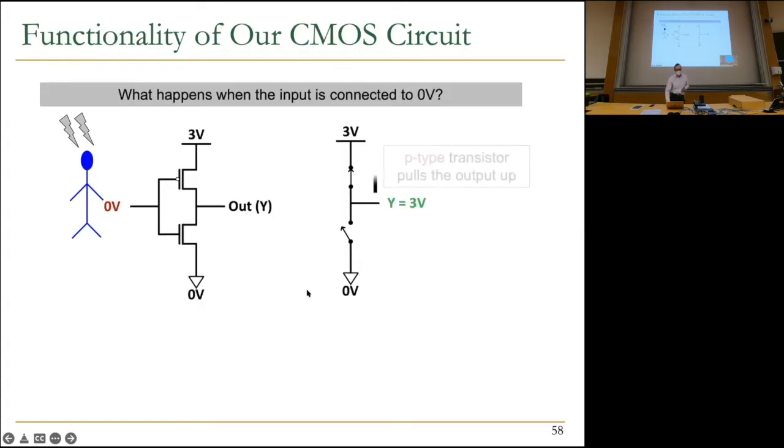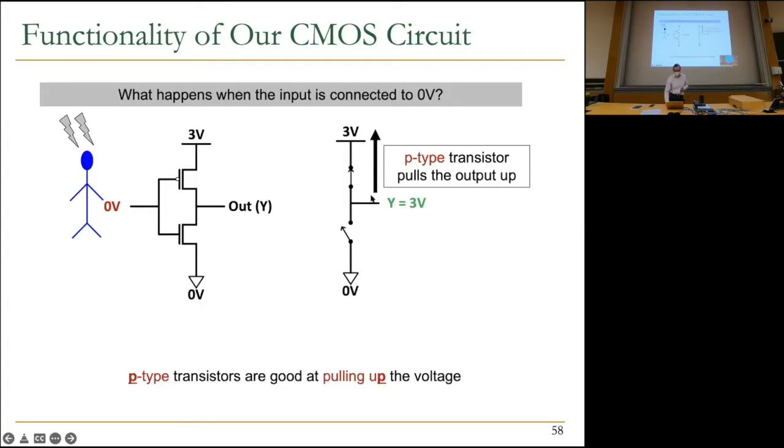Now, if you apply 3 volts, basically the P-type transistor pulls the output up. P-type transistors are actually good at pulling up the voltage. I use this mnemonic: P is good at pulling up, right? That's how you remember these things sometimes. It's easy to forget, even if you know exactly how they operate. At some abstraction level, you need some ways of remembering things. So P-types are good at pulling up, they're terrible at pulling down. That's why they're always connected to the top over here where you have high voltage, as we will see.